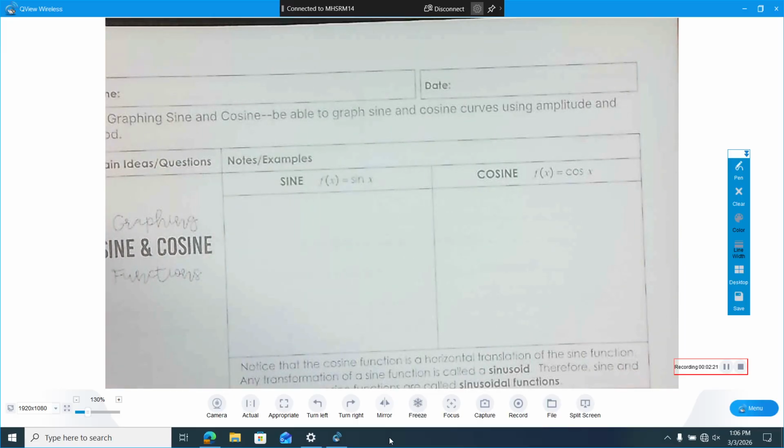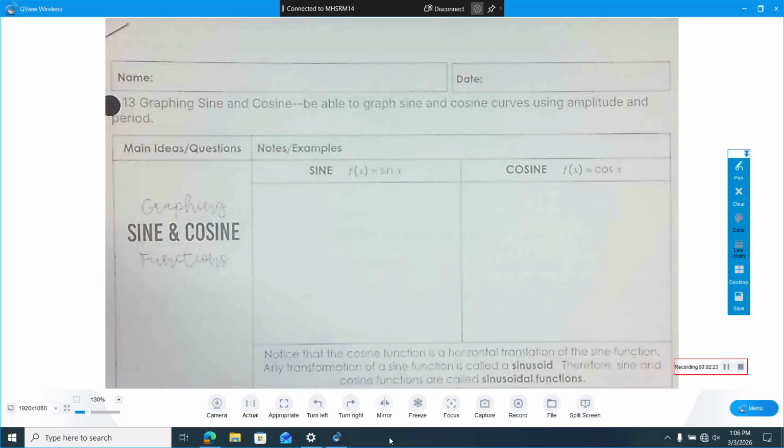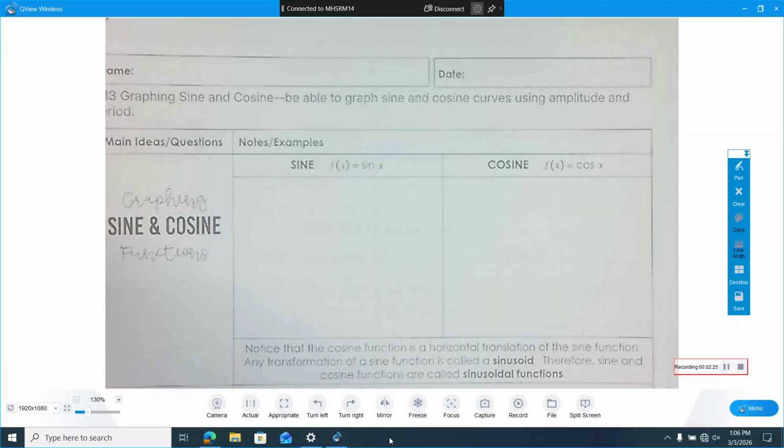All right, now that we have the right packet, sorry about that. I should think before I hand things out. We are graphing sine and cosine functions today, and I love doing this. And what I really love is finally learning fractions. So today we're doing fractions.